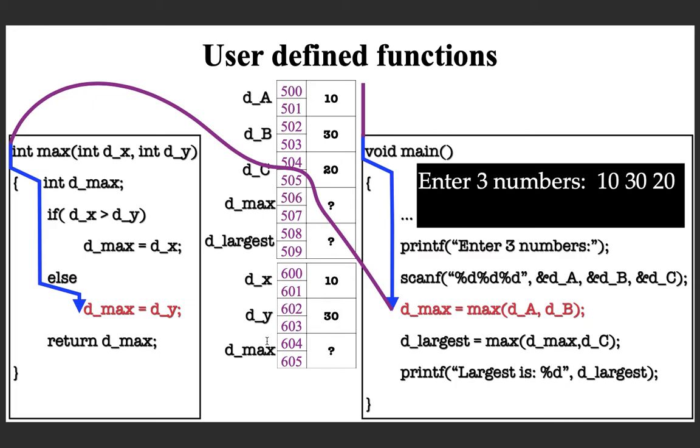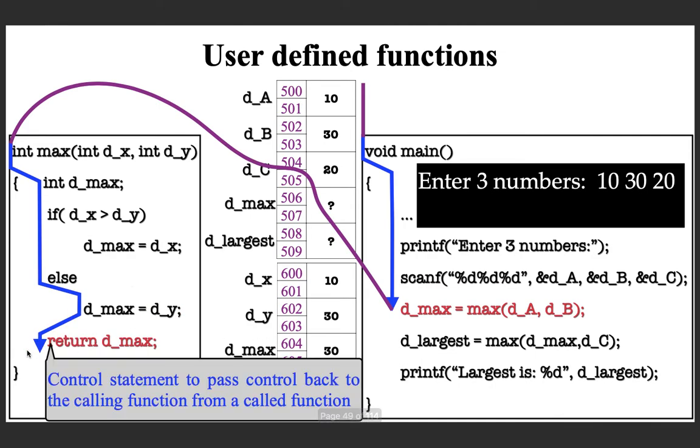And note that here dmax is there in both main and max. Both are 2 functions. So note that dmax is there for the main, and dmax, the same variable name, is also used in max. That is possible. Separate functions can have variables of the same name, but each one will be having a separate memory location allocated. So the Dmax of max is now getting the value of dy, which is 30. Yeah. And now it comes to this statement.